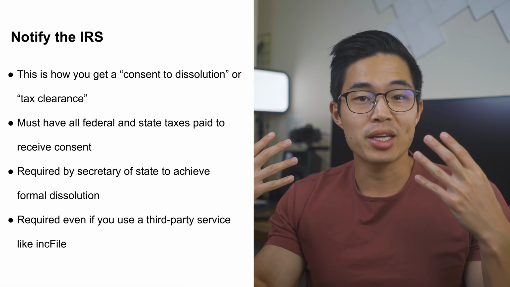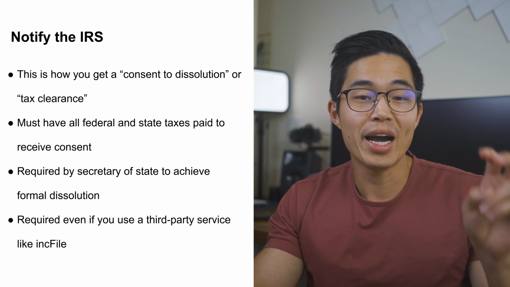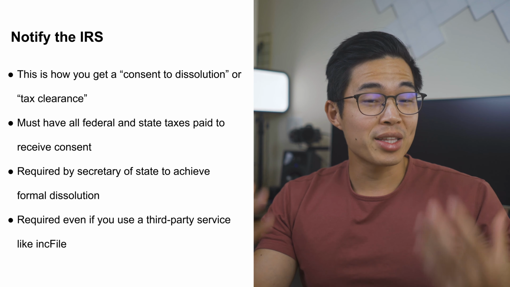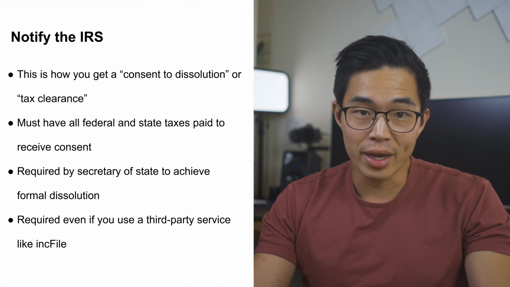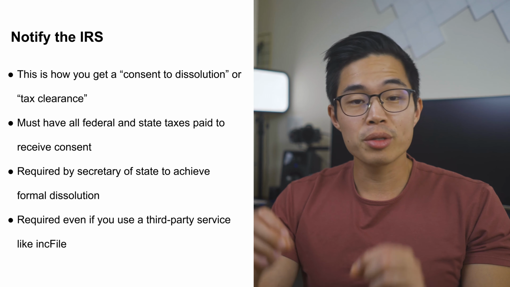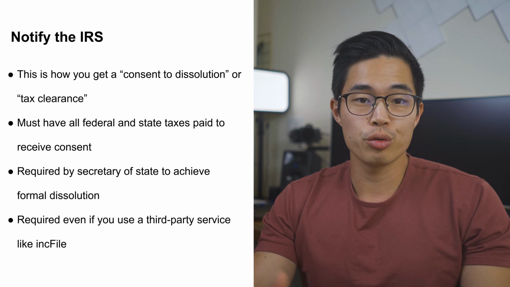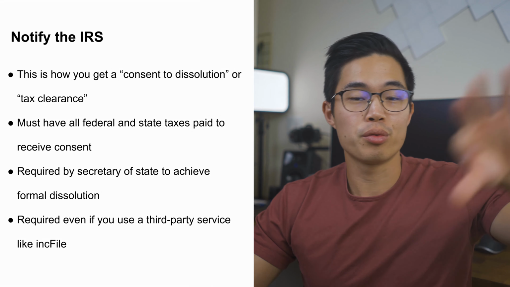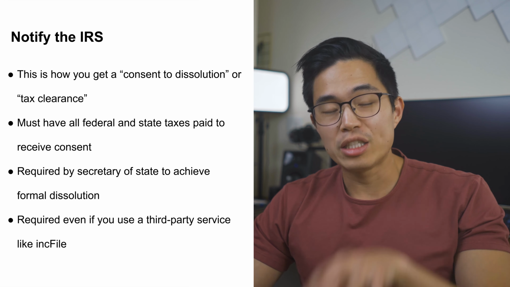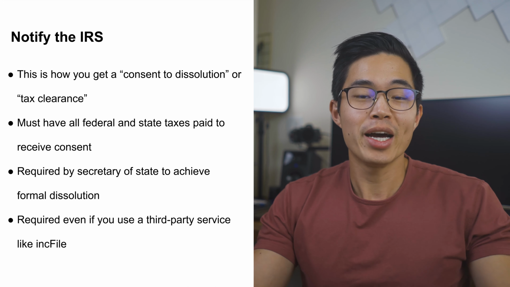This is basically how you get a consent to dissolution or tax clearance. Of course, in order to get this consent, you must have all your federal and state taxes already paid. You must be up to date on all this, and this is going to be required by the Secretary of State to achieve formal dissolution. Even if you use a service like IncFile to do the rest of the steps for you, you will need to make sure on your own that all your taxes are up to date.